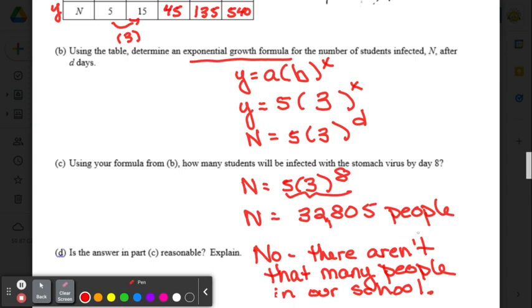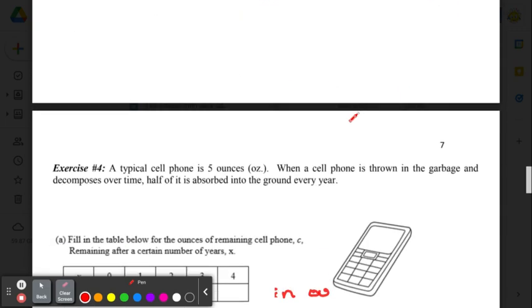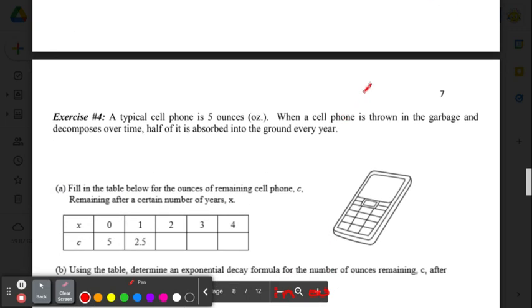All right, let's move on to the next page. We're going to throw out some garbage. We're specifically going to throw out cell phones, which is a big no-no. You have to recycle them. So number 4, a typical cell phone is 5 ounces. When a cell phone is thrown into the garbage and decomposes over time, half of it is absorbed into the ground each year. So we're starting with 5 ounces.